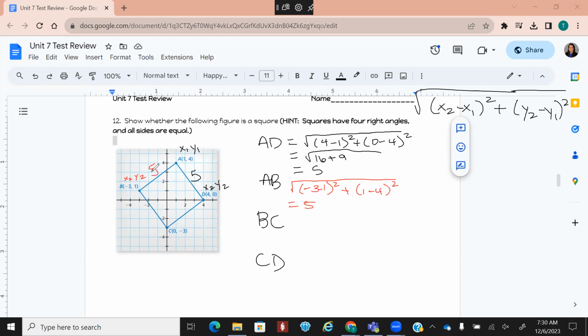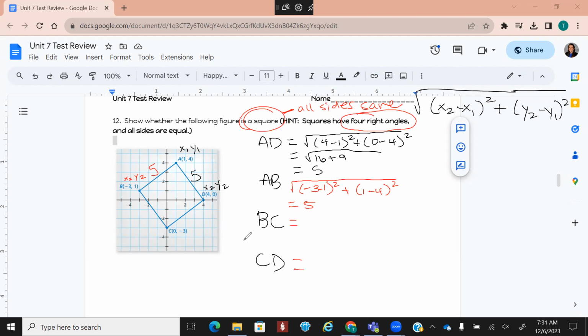Okay, what do we know about a square? What do we know about the sides of a square? They're all going to be the same. So up here at the top, it says show whether the following figure is a square. So what we're looking for here is that all sides are the same. What you have to show on your test is this stuff, like plugging it in, okay? Like, obviously, I know that it's a square. You can see that. But if you don't show me, it's not enough proof. Cool? They also tell us that they have 4 right angles. We're going to talk about that in just a second.